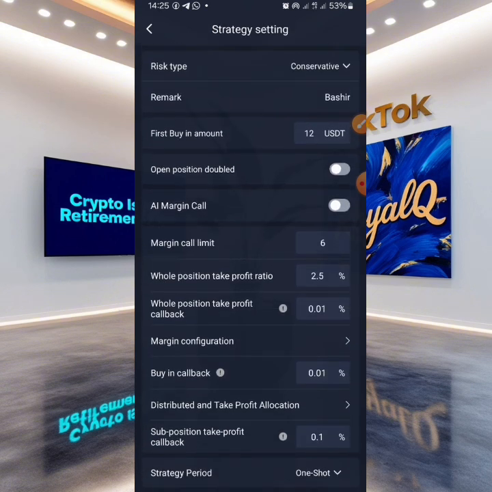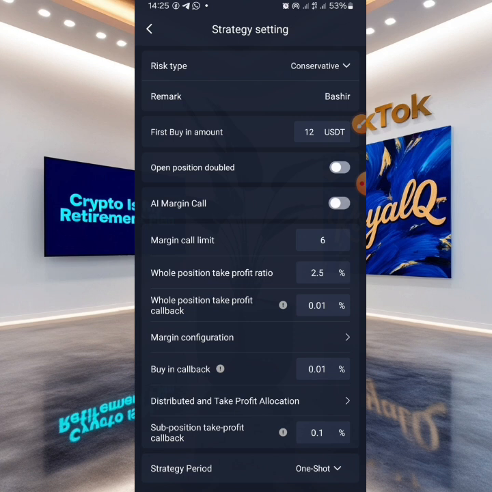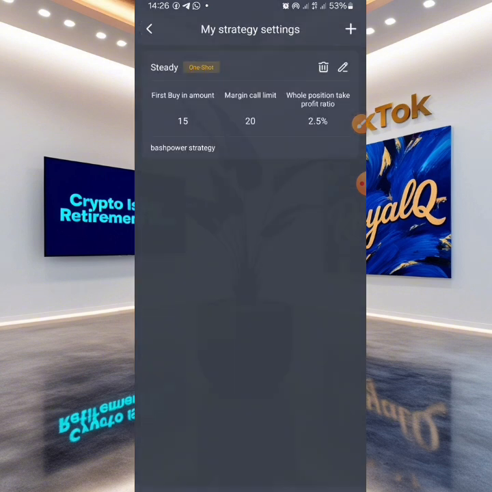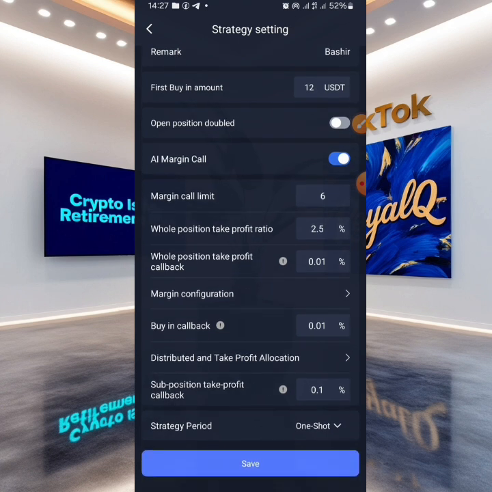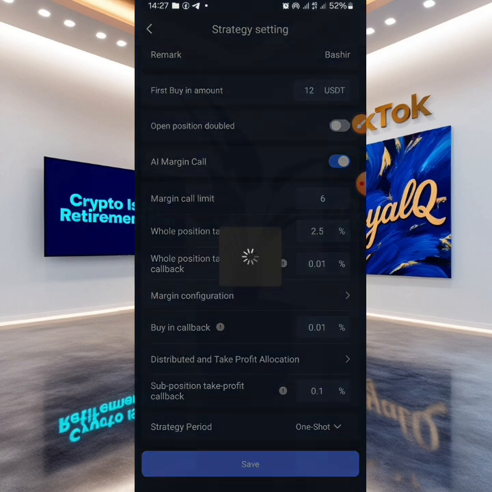So this is the Royalq interface. This is the explanation of the Royalq interface. This is your trade setting interface. So each and everything here is being explained. In the next settings, I'll show you how you can set your trade and how you can maximize profits out of this trading robot. After setting up your strategy, you click on save, and it will be saved automatically in your feed, your strategy settings.